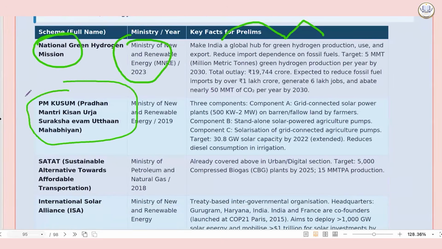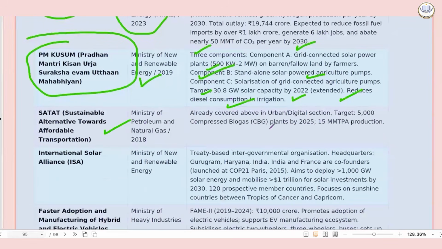PM Kusum, Pradhan Mantri Kisan Urja Suraksha Evam Utthan Mahabhiyan, Ministry of New and Renewable Energy, has 3 components. Component A, grid-connected solar power plants on barren fallow land by farmers. Component B, standalone solar-powered agriculture pumps. Component C, solarization of grid-connected agriculture pumps. The target is 30.8 gigawatt solar capacity by 2022, extended now. It reduces diesel consumption in irrigation. Then Satat, we have already read.